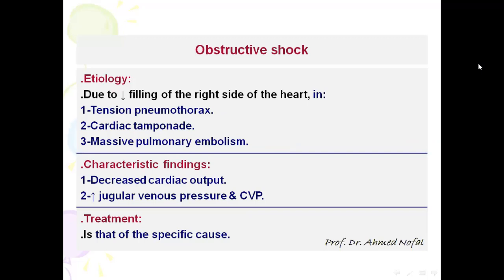In obstructive shock, there is decreased filling of the right side of the heart in tension pneumothorax, cardiac tamponade, massive pulmonary embolism, and the characteristic findings are decreased cardiac output, increased jugular and central venous pressure. Treatment is that of the specific cause.